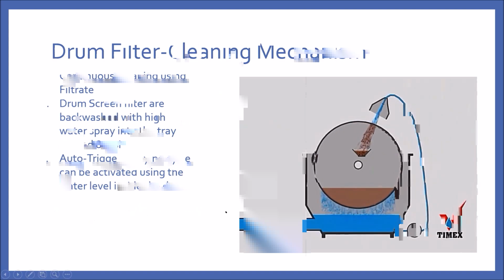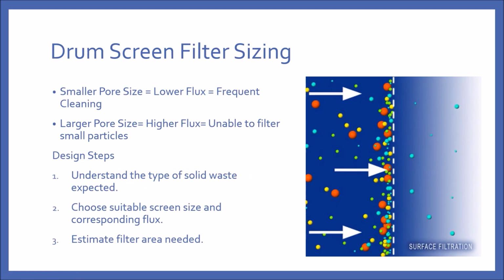The first important part of drum filter sizing is to understand this. A smaller pore size will give you a lower flux, and you will probably have to backwash it. However, a larger pore size will give you a higher flux, but you are not able to filter small particles. So understanding the type of solid that is expected in the system is important, as it will determine your pore size, which will give you the corresponding flux, and from there you will estimate how much filter you need.